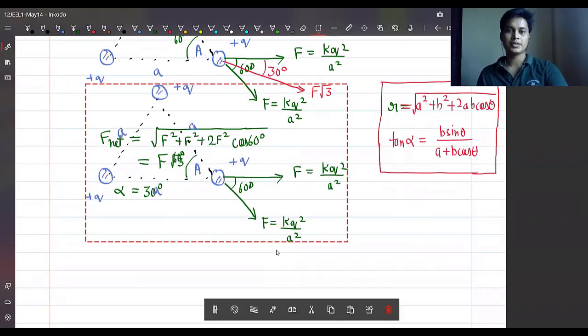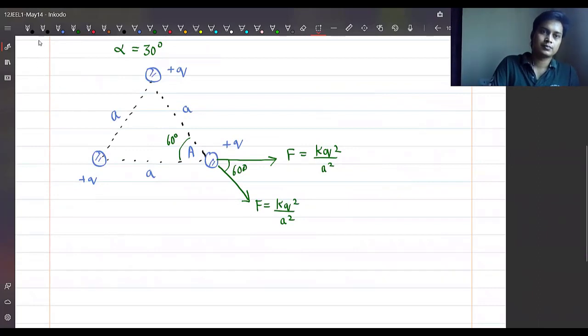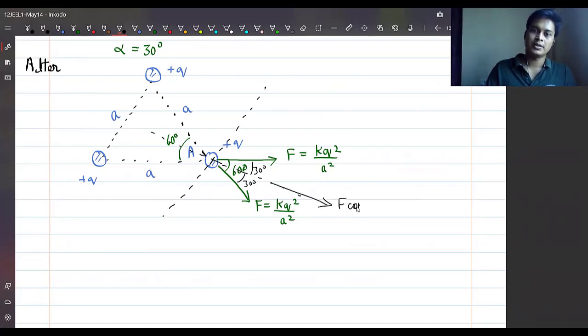Another method that you can use here is like this. Instead of finding the resultant using the formula, I can take component along 2 directions. So this is 60, so half will be 30. This will be 30. So I can take component along this direction. This will be f cos 30. And component of this along this will be f sine 30.